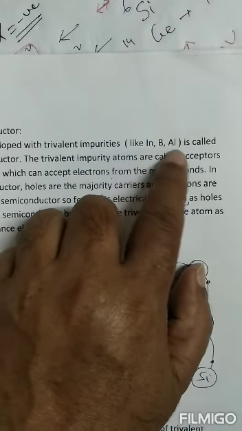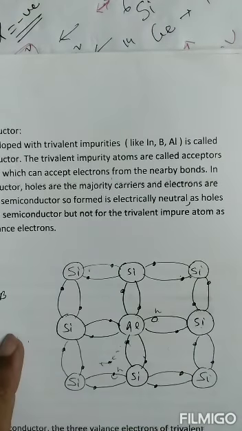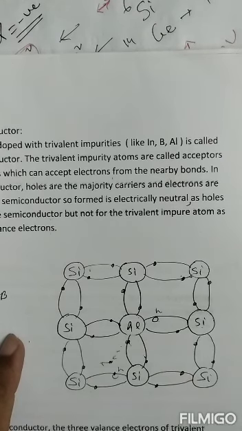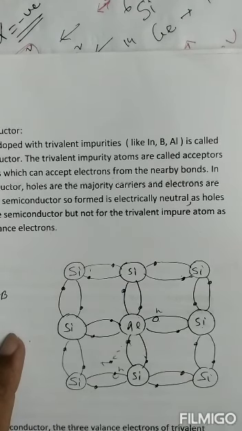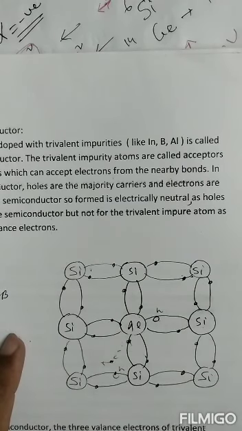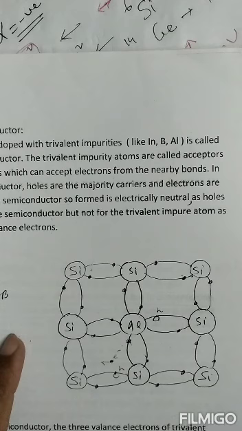Indium, boron and aluminium. The trivalent impurity atoms are called acceptors because they create holes which can accept electrons from nearby bonds. In a p-type extrinsic semiconductor, holes are the majority charge carriers and electrons are the minority charge carriers.